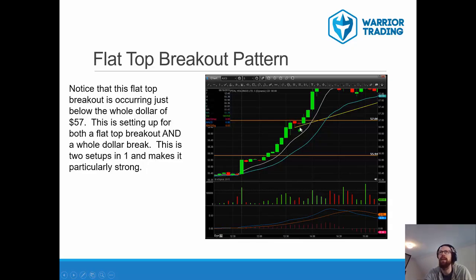Stop at the low of the red candle, which is about 56.80, so 20 cents. Target would be not high of day, but simply you're risking 20 cents. Your target is times 2, which is 40 cents. Your target is 57.40.